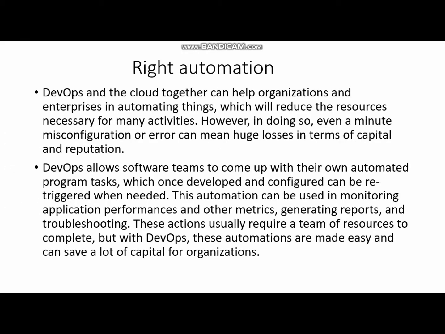DevOps and cloud can provide major advantages when it comes to automation. They help organizations and enterprises in automation. But it comes with a disadvantage: even a minute mistake or error can result in huge losses. DevOps allows teams to come up with their own automated program tasks, which once developed and configured can be re-triggered when needed. This type of automation is highly beneficial when it comes to monitoring application performance, generating reports, and troubleshooting. These activities would usually require a team of resources to complete, but with DevOps, these automations are made easy and can save a lot of capital.